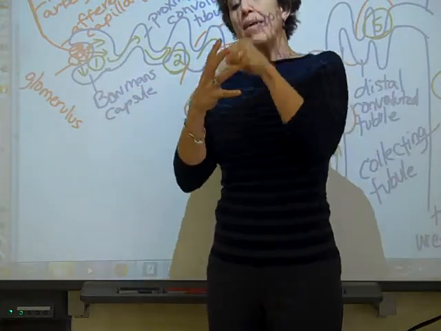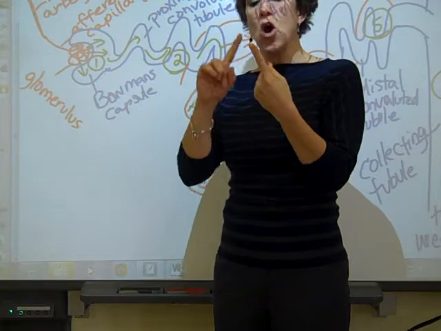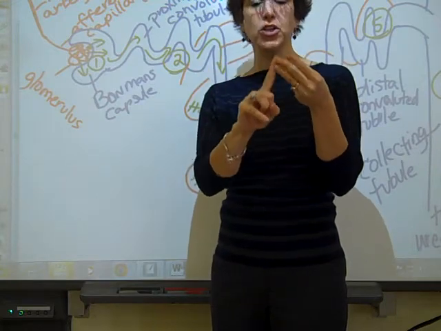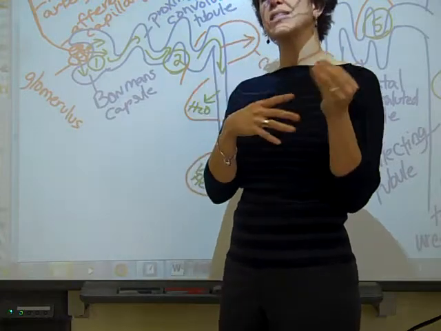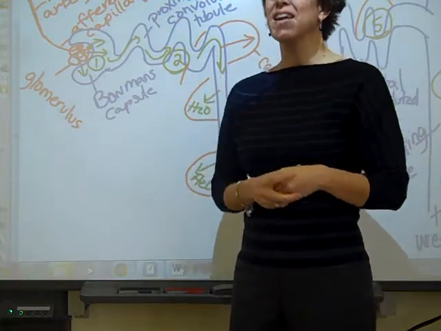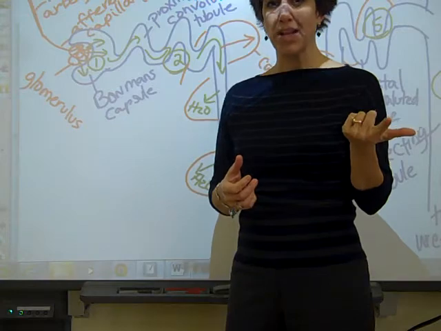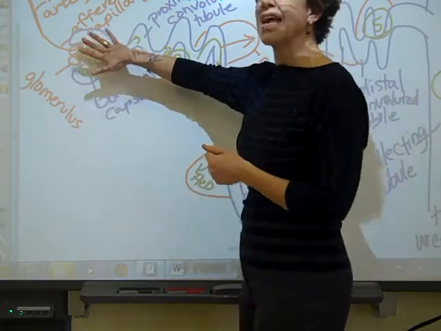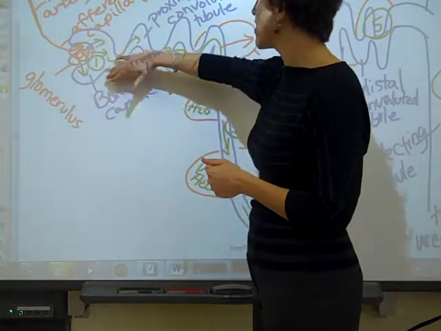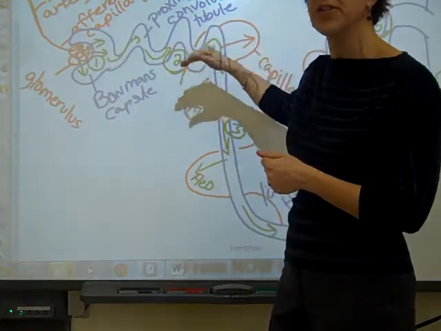Things that will actually pass through these membranes: water, salt, glucose, vitamins, urea. All of those things become what's called filtrate. Things that are large, red blood cells, white blood cells, they're not going to move across. They're going to stay in your blood. The filtrate then moves from Bowman's capsule into the proximal convoluted tubule.